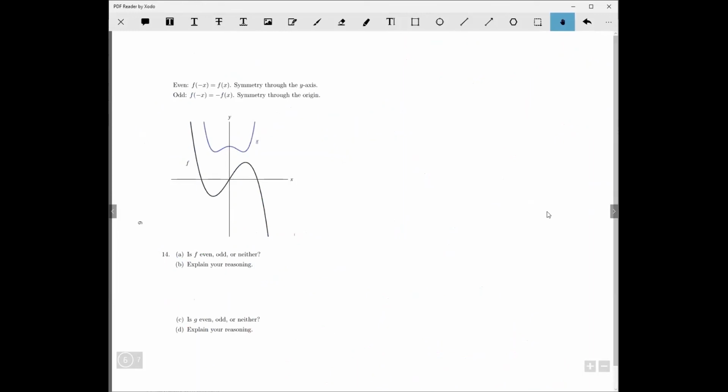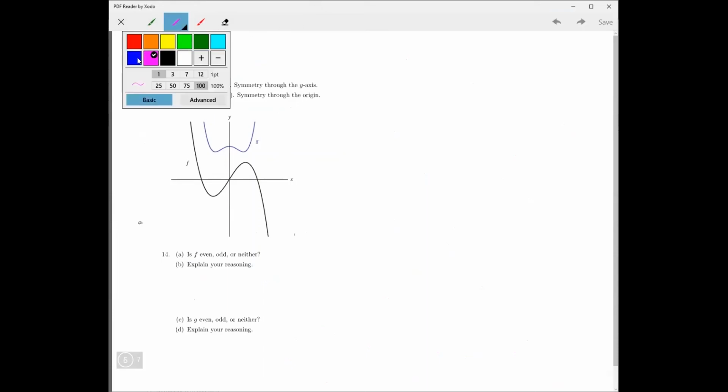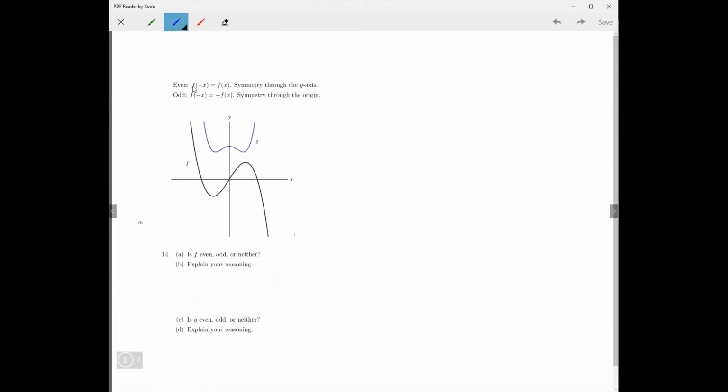Okay, here we're talking about even and odd functions. A function is even if f of negative x equals f of x. It has symmetry to the y-axis. And it's odd if f of negative x is negative f of x. And that will have symmetry through the origin.